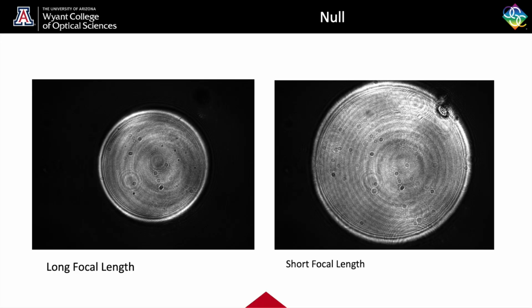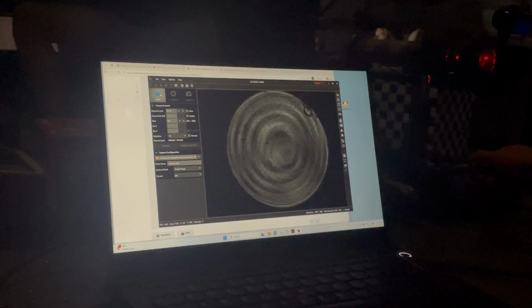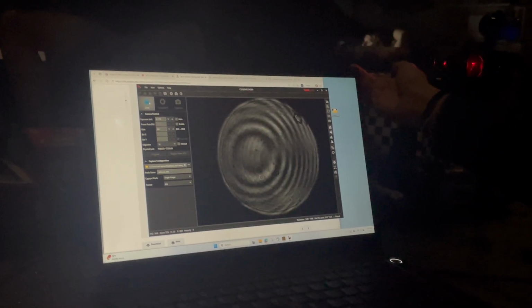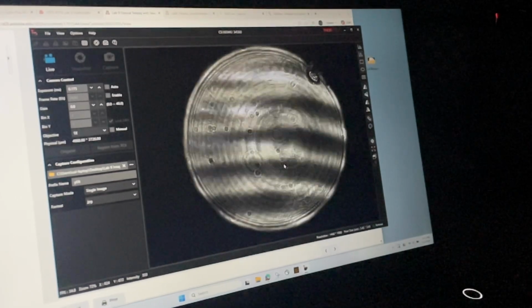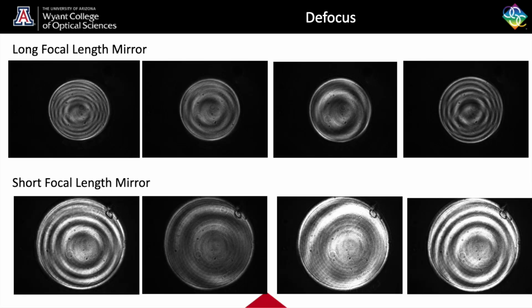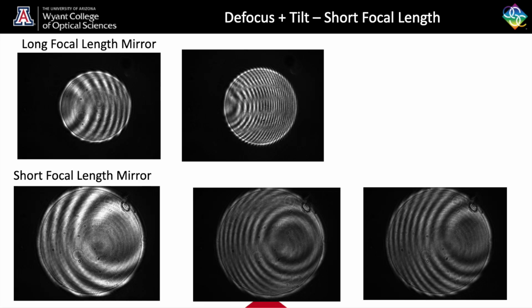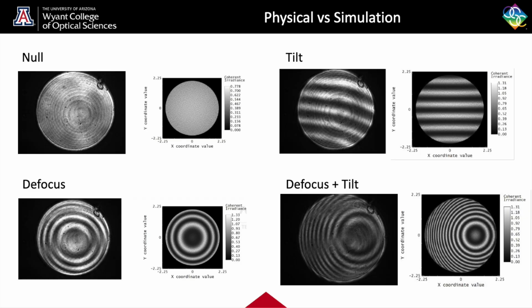Here are results for the null. There were still some residual fringes from ghost reflections from the Shack Cube, but way better than the first interferometer. We then introduced different combinations of defocus and tilt to the test mirror and observed the interference behavior for both a long and short focal length mirror. Here are the results for defocus, tilt, and combined defocus and tilt. In all cases, the fringes are less clean in the real setup, but demonstrate the same behavior. It was harder to get tilt to be purely in X or Y in real life, and sometimes defocus added some tilt from slight misalignments.